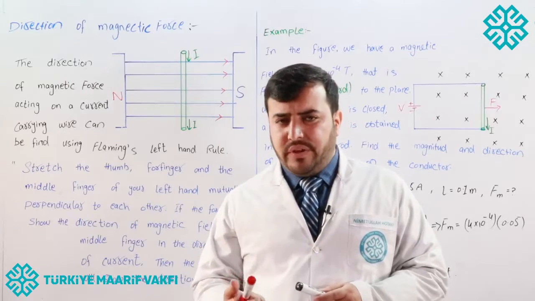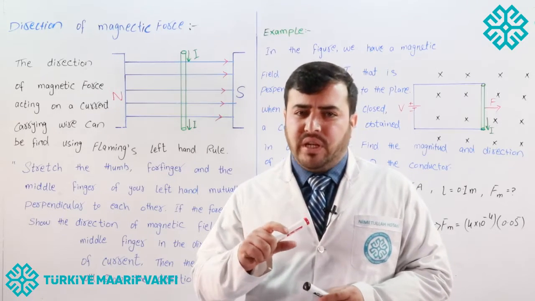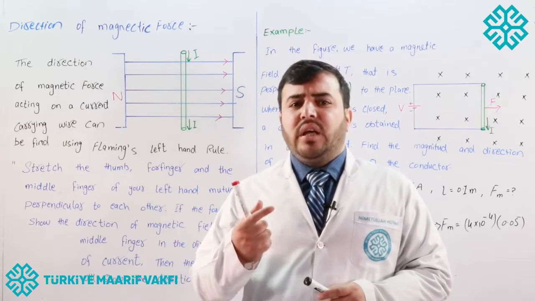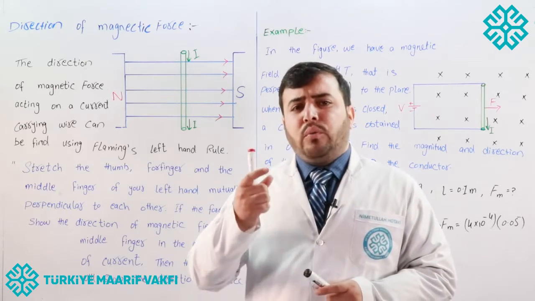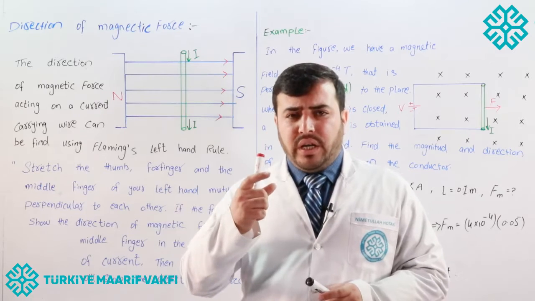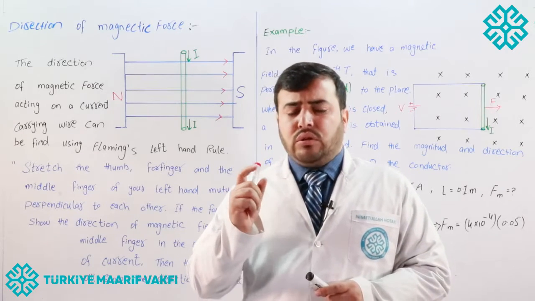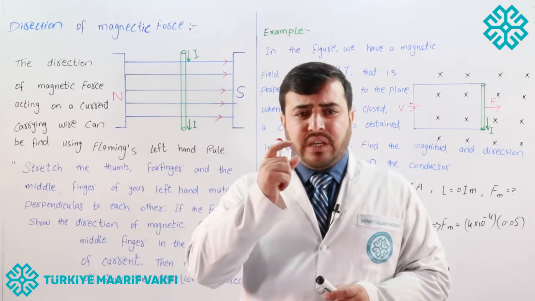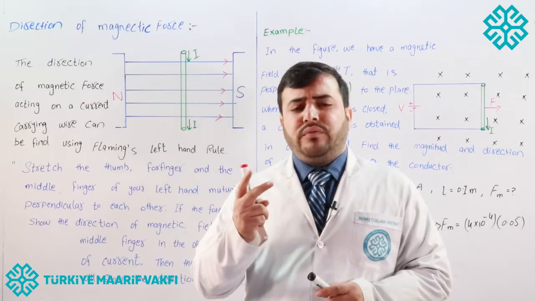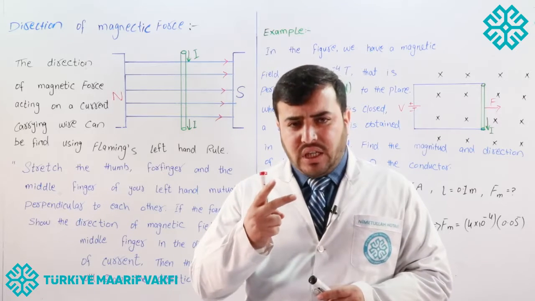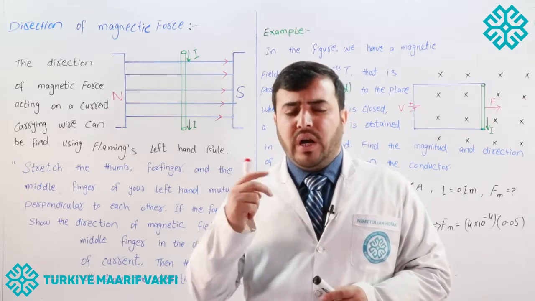Dear students, in the previous lecture we discussed the magnetic force acting on a current carrying wire placed in a magnetic field. When a current carrying wire is placed inside a magnetic field, a force is exerted on the conductor, because when current flows through the wire, it produces a magnetic field around the wire. Since it is placed in a magnetic field, we have two fields, and these two fields interact with each other. As a result, a force is exerted on the wire.